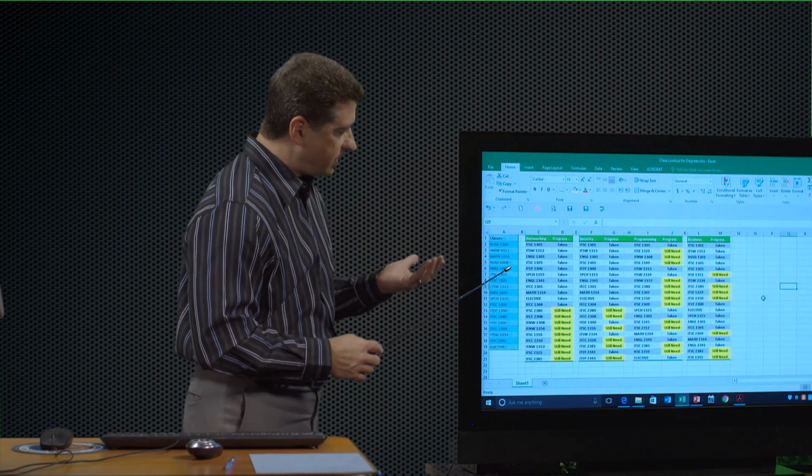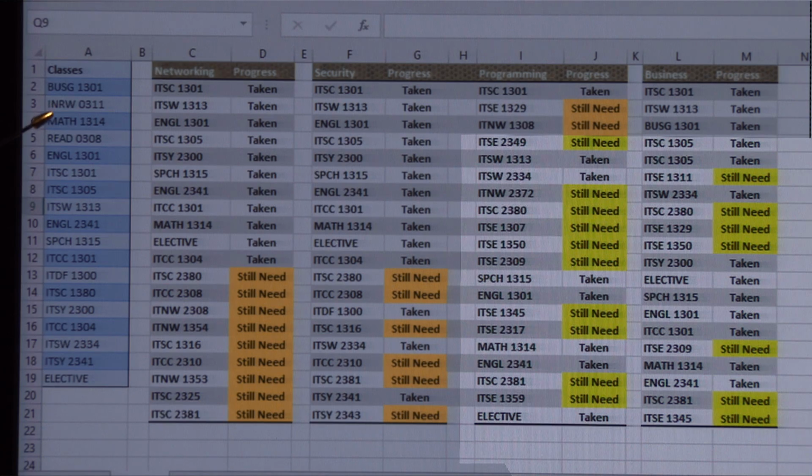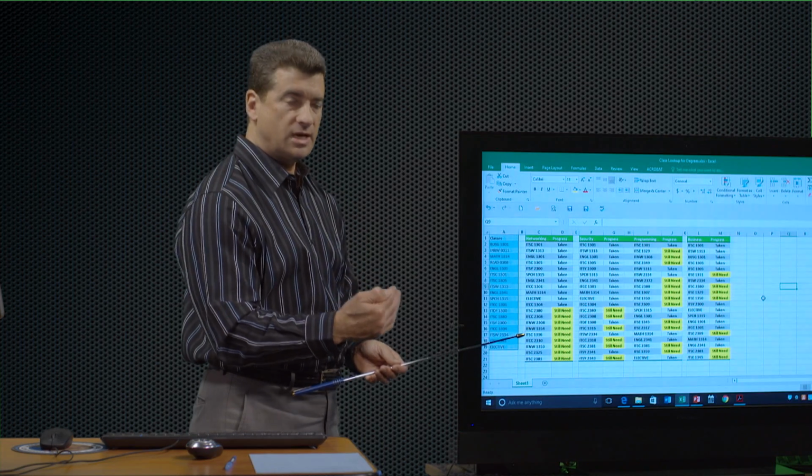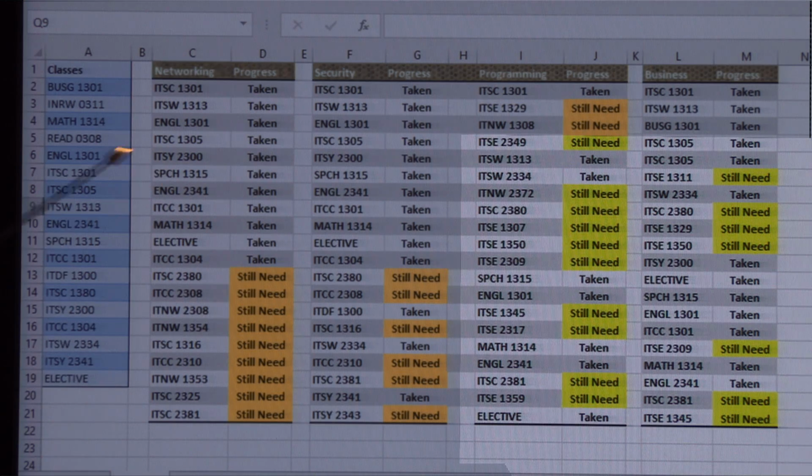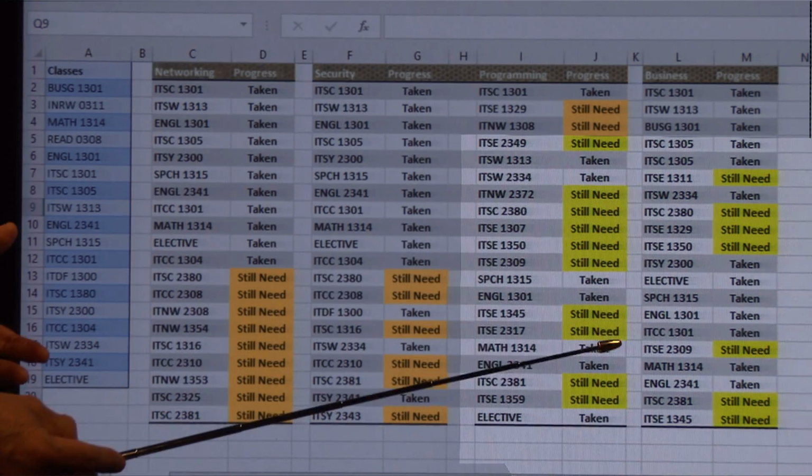Okay, so over here what he did was he listed the courses that he has taken. Then what it does is for each particular course, it looks it up and sees if it's in this table. If it's in this table, then this cell will say the word taken. If he has not taken that particular class in that degree plan, then it will say still needed. So by that, it gives him a picture of what he has taken in each degree plan and what he still needs.